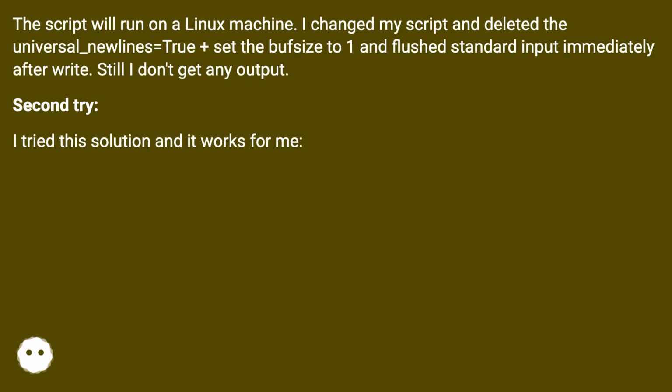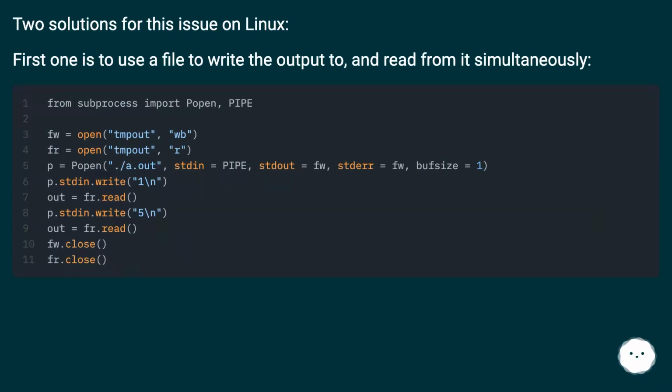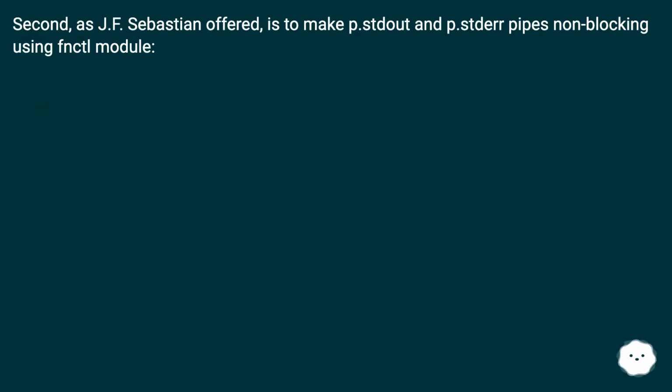Second try. I tried this solution and it works for me. Two solutions for this issue on Linux. First one is to use a file to write the output to and read from it simultaneously. Second, as J.F. Sebastian offered, is to make p.stdout and p.stdin pipes non-blocking using the fcntl module.